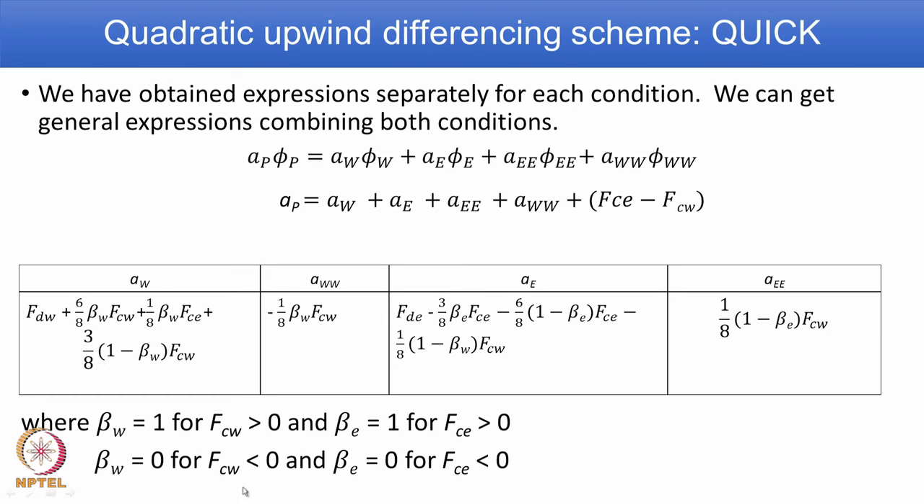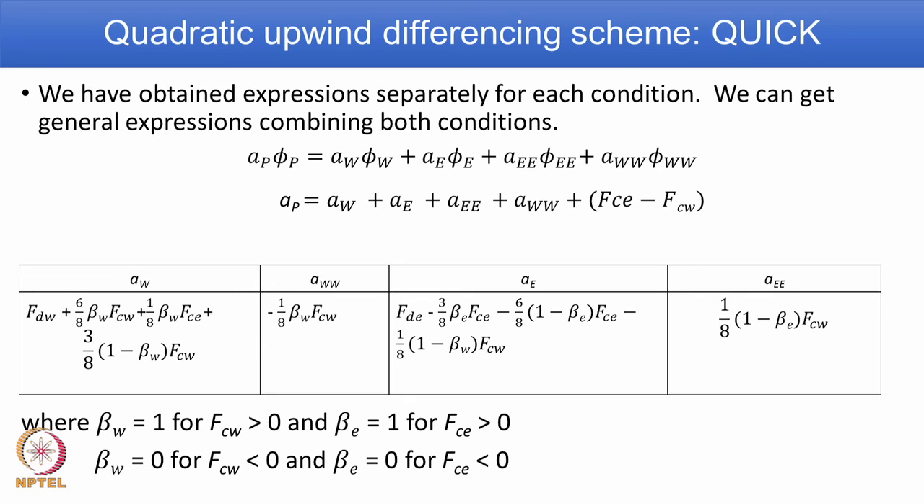So, beta is defined. If beta W is equal to 1, then FCW is greater than 0, which means flow is from left to right, and if beta E is equal to 1, then FCE is greater than 0. Please remember, F stands for flux and C stands for convective flux. So, E stands for east phase. So, FCE means it is directly related to velocity, which is the velocity condition on the east phase.